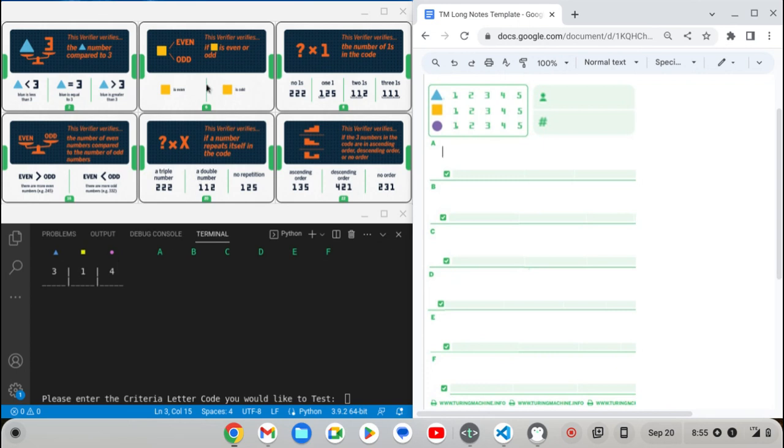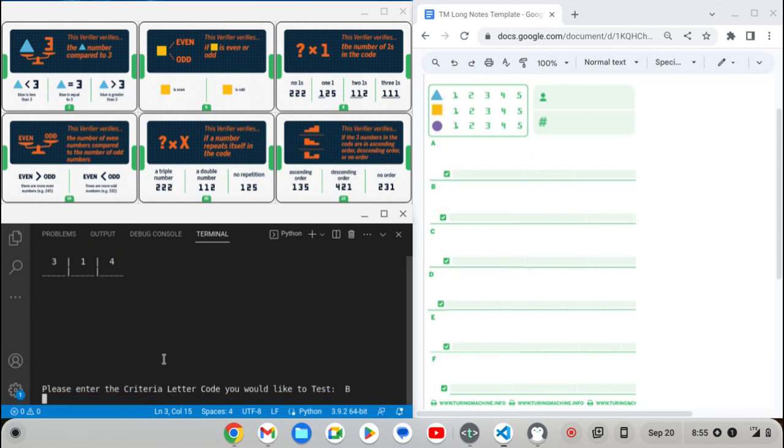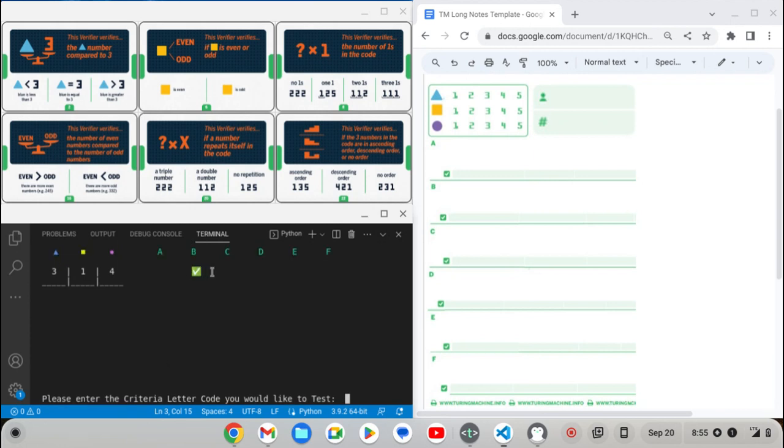So the first thing I want to test is criteria card B. Okay, so the Turing Machine approves of my choice for square. I did choose an odd 1. So the Turing Machine is just confirming that yes, that square digit is indeed an odd. So let's go type that up. So square is an odd digit. Okay, so let's go ahead and cross out all of the evens for square.